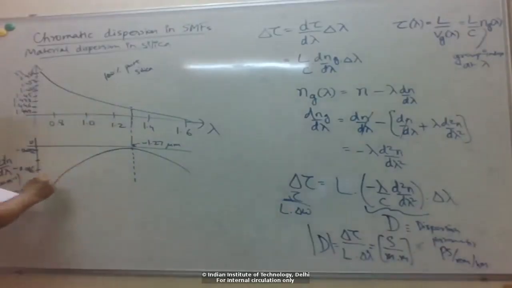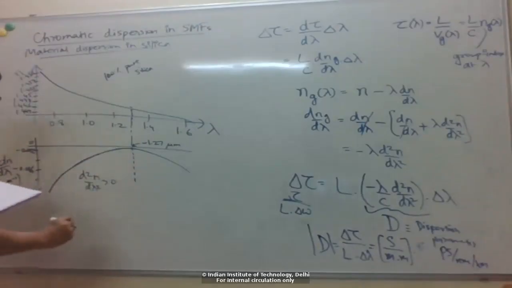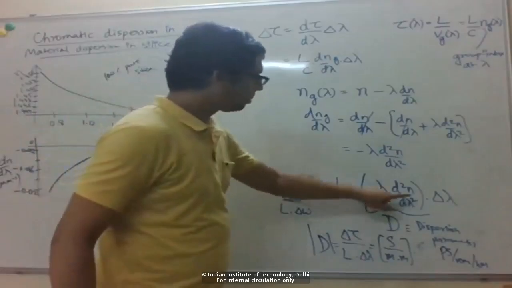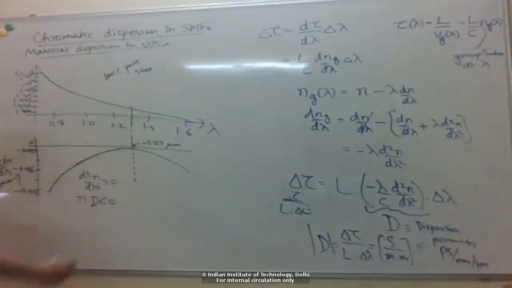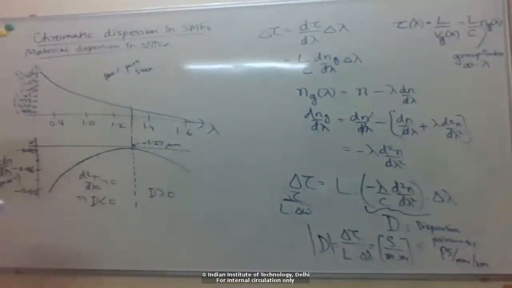Okay, so you can now see the slope of this will be the second derivative, right? Here the magnitude of the slope is decreasing, but because it's negative, this slope is increasing. So d square n by d lambda square is positive here, right? Which means what? D is minus lambda by c multiplied by the second derivative. So D is negative here, right? And then after this point, D becomes positive because this sign changes.